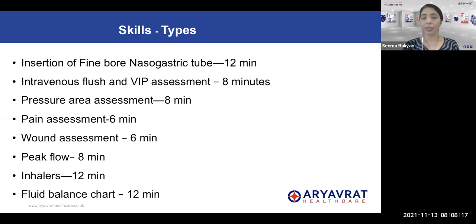Wound assessment, as I said, if you are going to get wound assessment as a separate station, you will get 6 minutes for that. Then there are 2 education stations, which are peak flow and inhalers. So you get 8 minutes for peak flow and 12 minutes for inhalers. And then there is fluid balance chart, which is again a silent station, and you get 12 minutes for that.